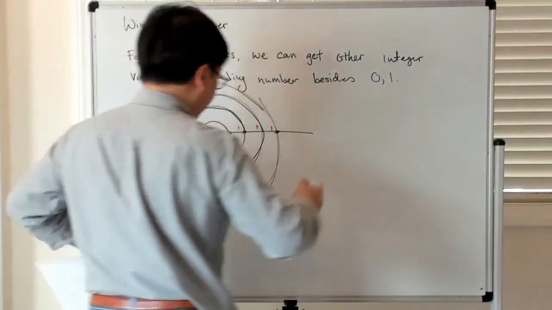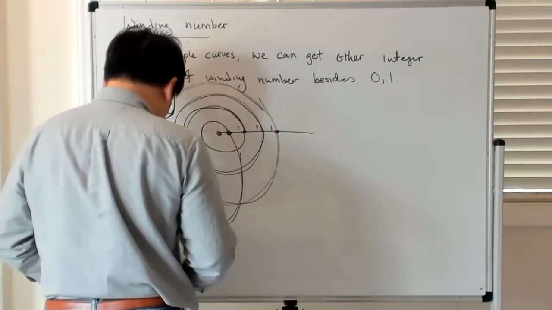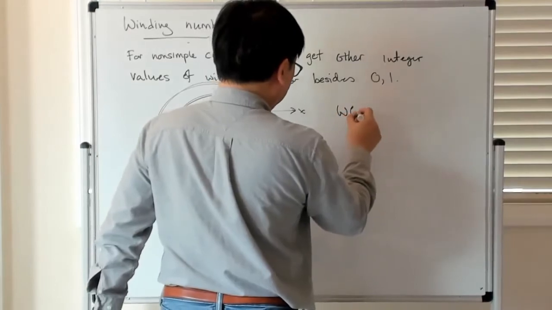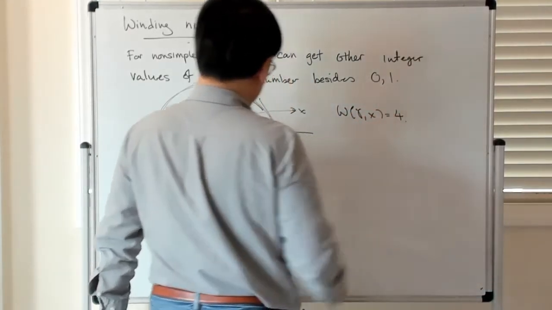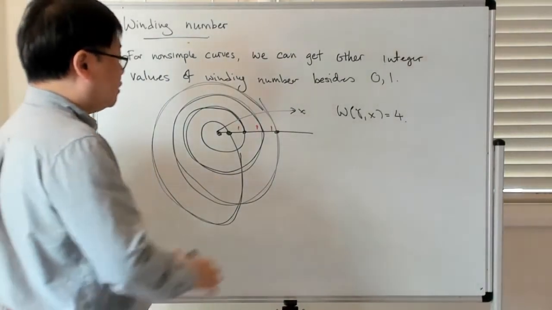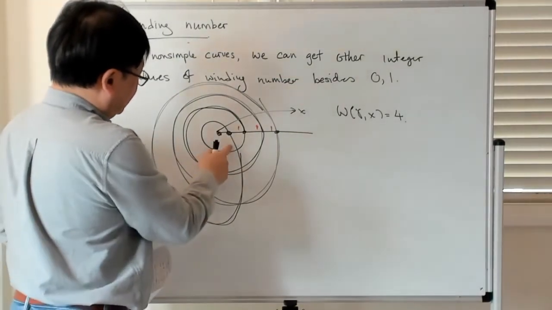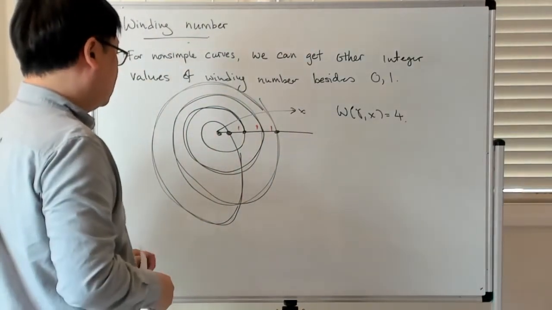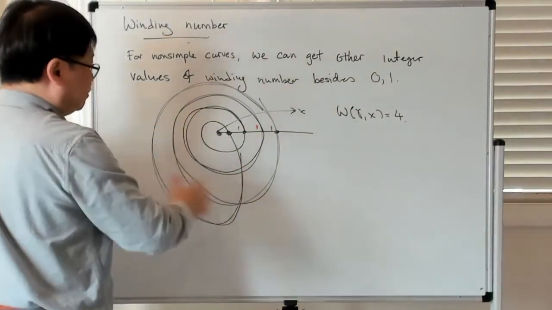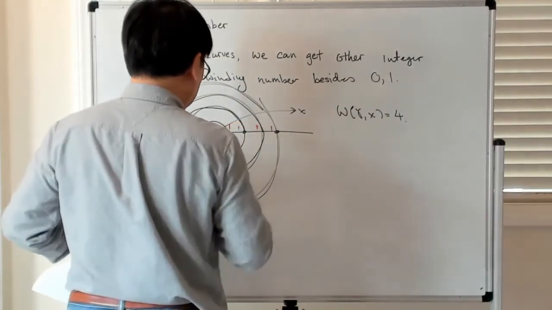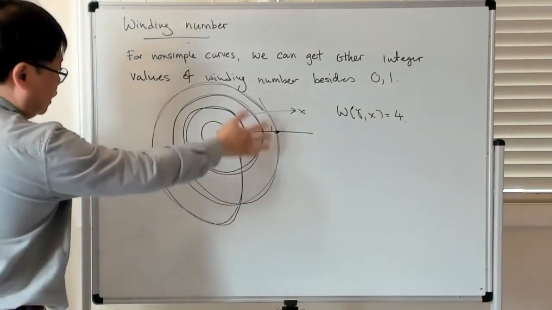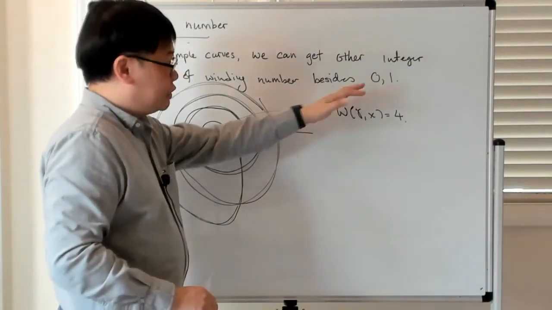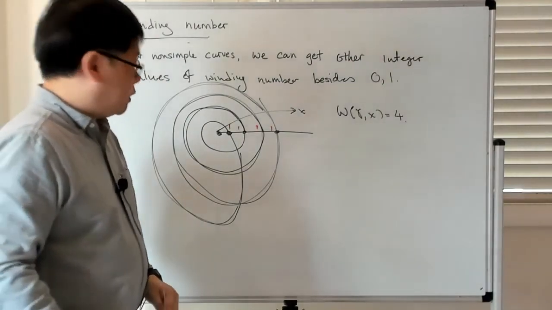So if you look at this point here, we call that x. Then w of gamma x is equal to 4. And that's obviously not 0, 1, or -1. This is allowed because you have this curve which does self-intersect. So that's just a simple example of a non-simple curve with a winding number associated to one of the points which is something besides 0, 1, or -1. Okay, so let me just stop here.